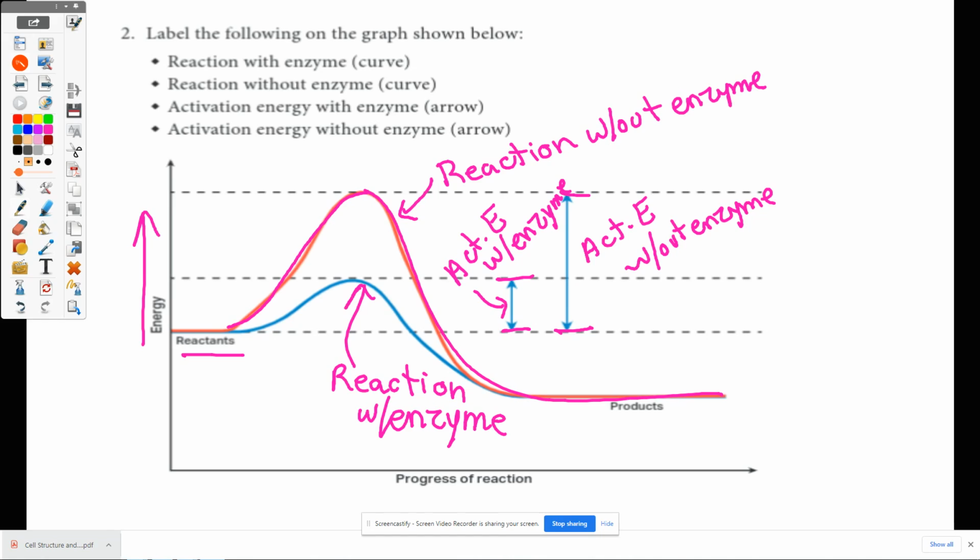Because it takes less energy to invest to start the reaction, it's going to take a lot less time. We're still going to end with the same products either way. But it takes a lot less time. It's much more functional and much more efficient for living organisms to use enzymes in their reactions. And remember, enzymes are used in just about every single reaction that we have.